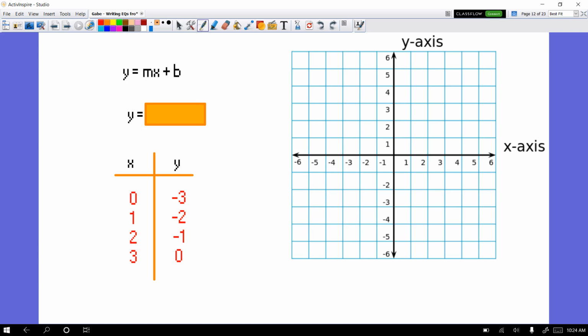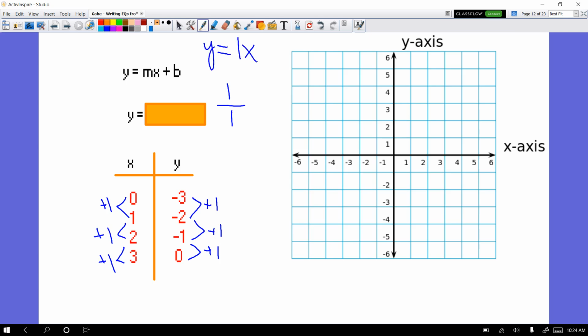Okay, so step 1 says find your change in y. Negative 3 to negative 2 is plus 1. Plus 1, plus 1. All right, so far our change in y is positive 1. Plus 1, plus 1, plus 1. Cool. So right now we have y equals 1x.